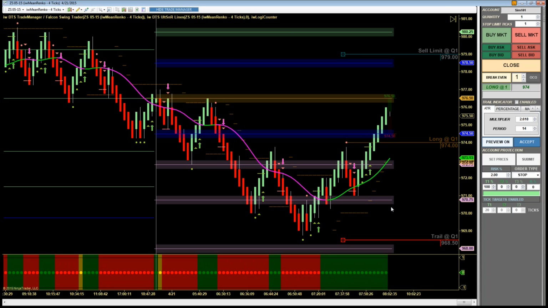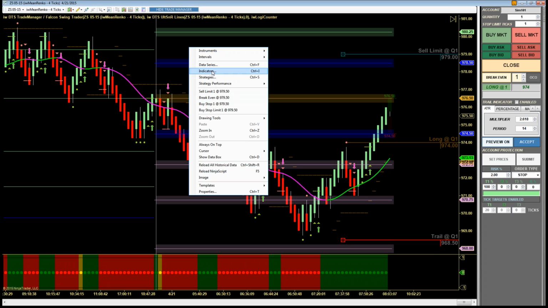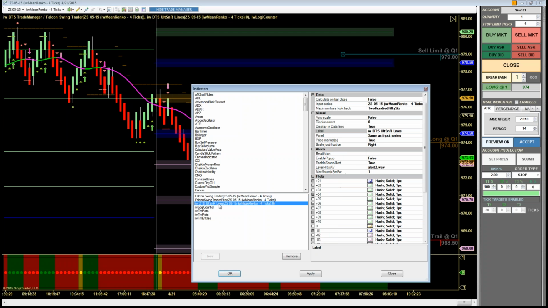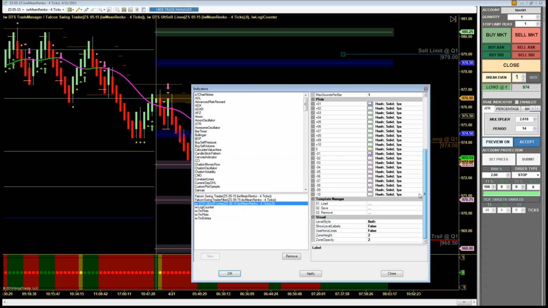Kerry is asking about the ultimate support and resistance suite. He says, what settings do you have for your ultimate support and resistance suite? They look more like bands than lines. Here, if you go to your indicator and you go to your ultimate support and resistance suite, and you go down to the very bottom to the cosmetics, you can change the zone height and the opacity.